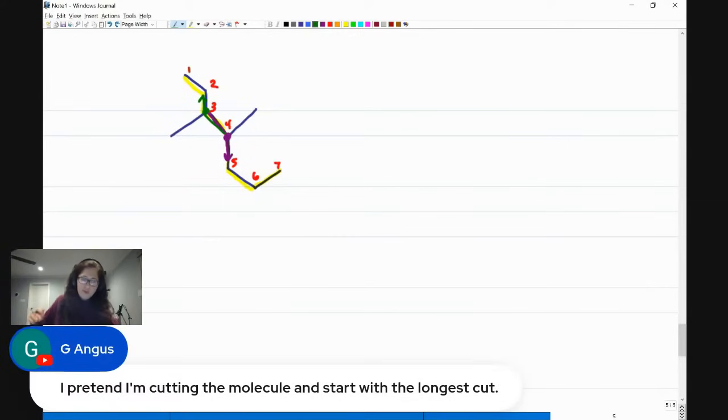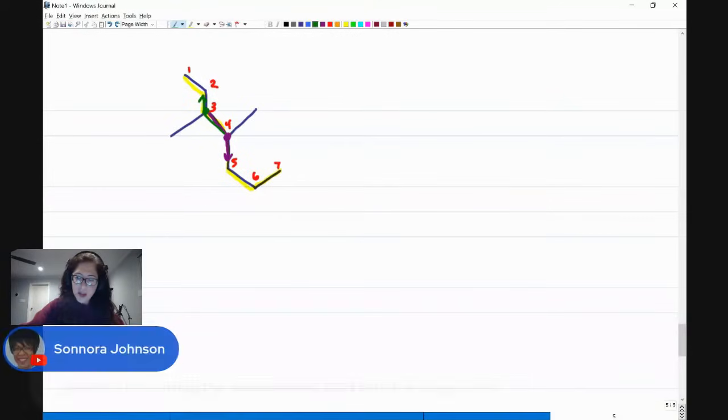This is kind of what we're doing. We're cutting one piece, we're finding the longest chain. We're cutting a piece, finding the longest chain. Exactly.